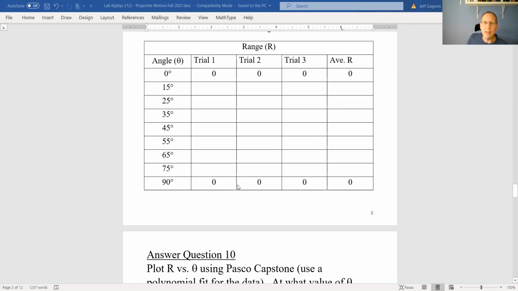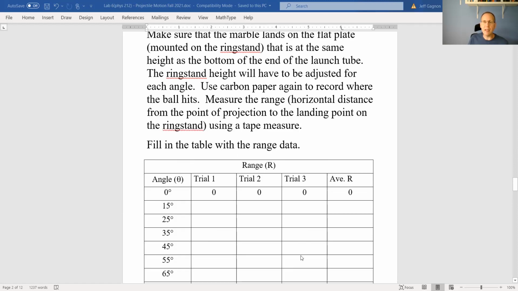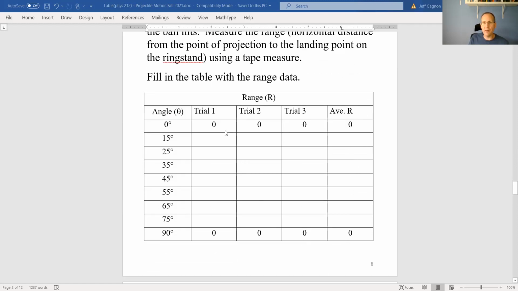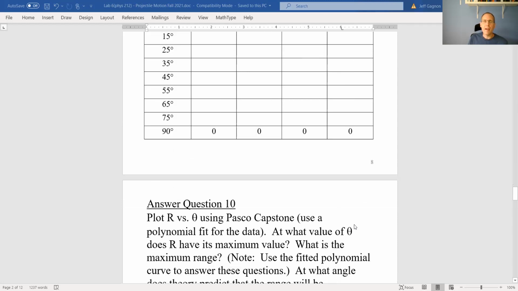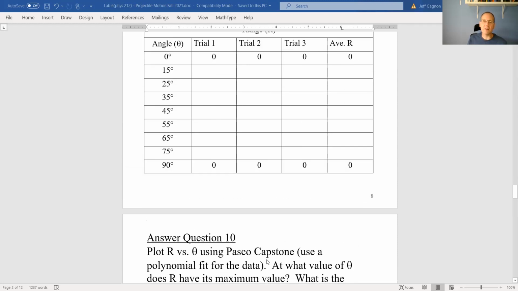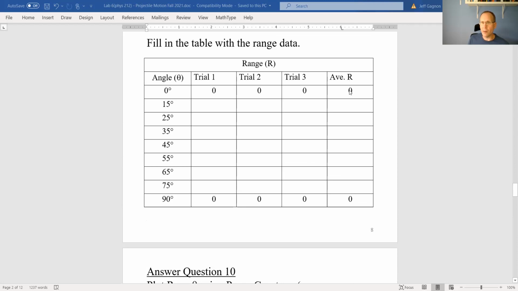Okay, first question, you're simply going to calculate, so you want to fill in this table and then calculate the average of the 3 trials. So for each of these angles, just find the average range. Question 10, now using Pascal Capstone, you're going to plot range, meaning average range, versus angle. Range is on the y-axis and angle is on the x-axis.